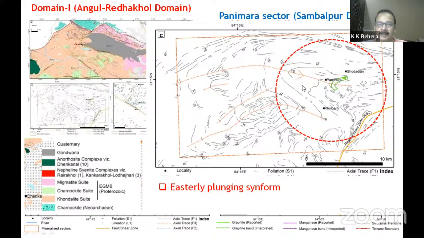If we see the regional structure in this part, in certain parts it's giving a dome and basin kind of structure, meaning superposition of folds. And in this part, if you see, it's an easterly plunging fold. So, following the regional structure, we can take up our exploration item in these areas, as it is corroborating with the regional structure.